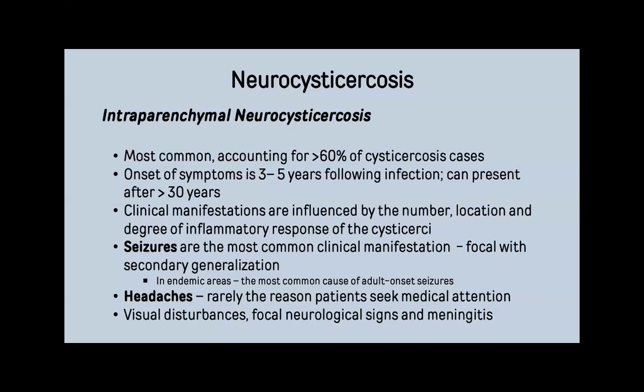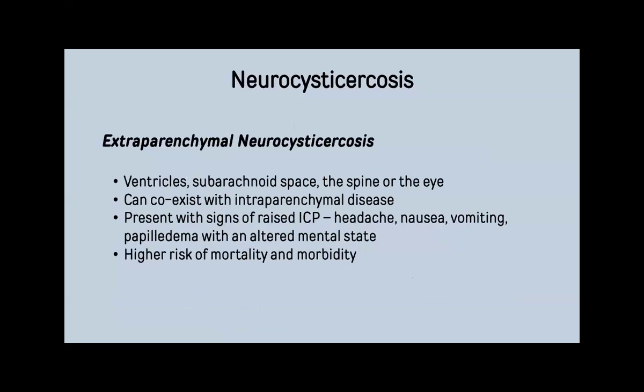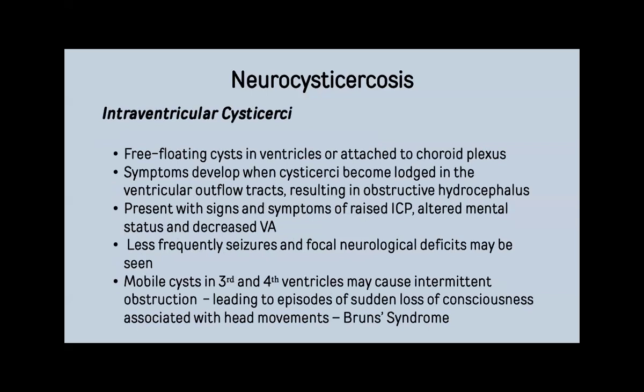Patients may present with headaches, and it's really the reason that they seek medical care. They may also have visual disturbances, focal neurological signs, and meningitis. Extraparenchymal disease affects the ventricles, subarachnoid space, the spine, or the eye. It can also coexist with intraparenchymal disease. These patients present with signs of raised intracranial pressure: headache, nausea, vomiting, papilledema, and altered mental state. There's a high risk of mortality and morbidity in extraparenchymal disease.